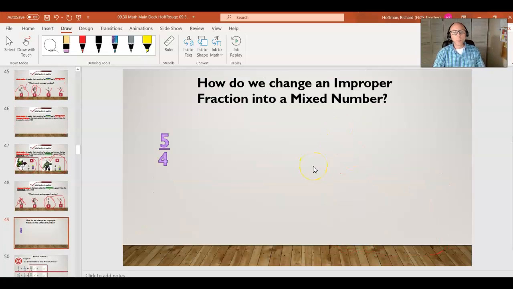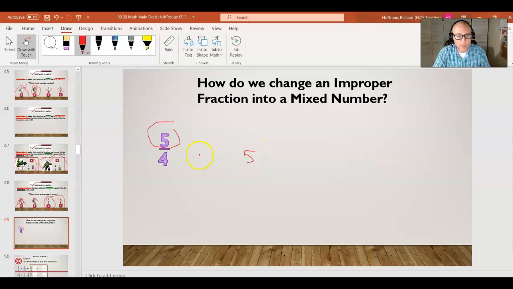How do we change an improper fraction to a mixed number? How did I know you guys wanted to? That's the question you've been thinking. I just read your minds, right? Well, we're just going to take our numerator, divide by our denominator. And did you ever notice when you look at a fraction, it kind of looks like a division symbol? Instead of a dot, you have a 5 on the top. Instead of a dot on the bottom, you have a 4. There's a reason for that. Yeah, 5 divided by 4.